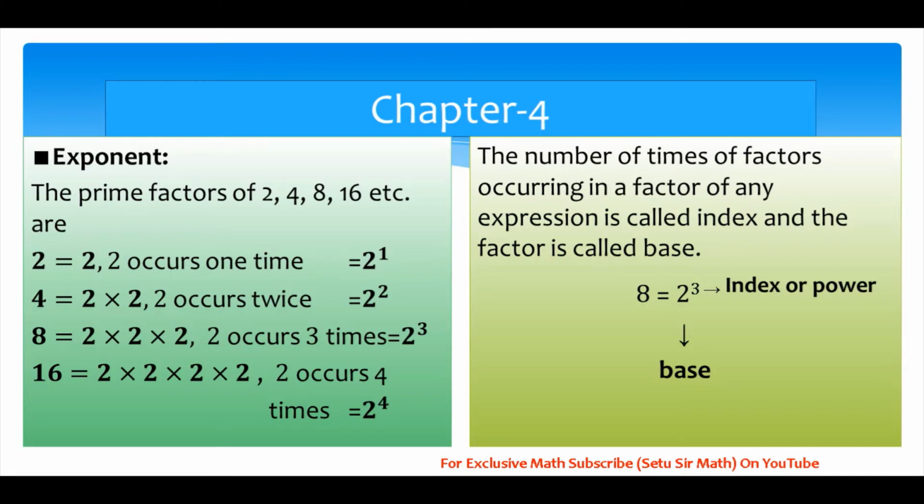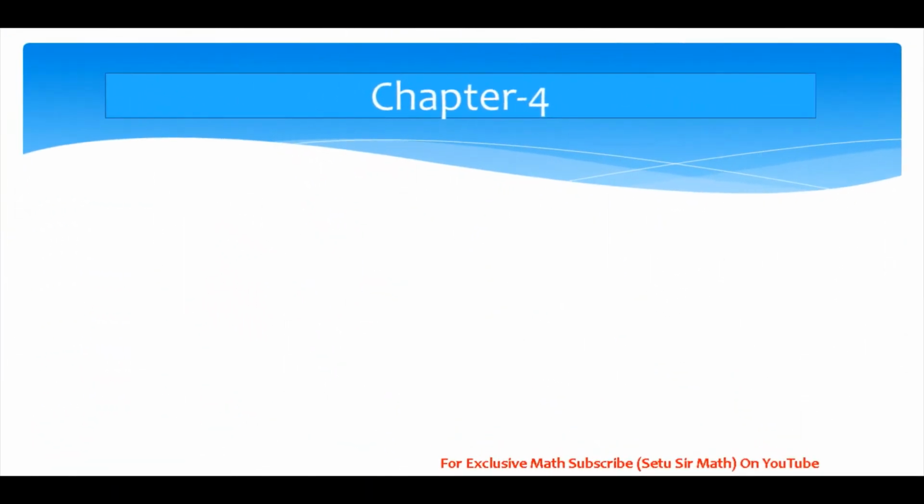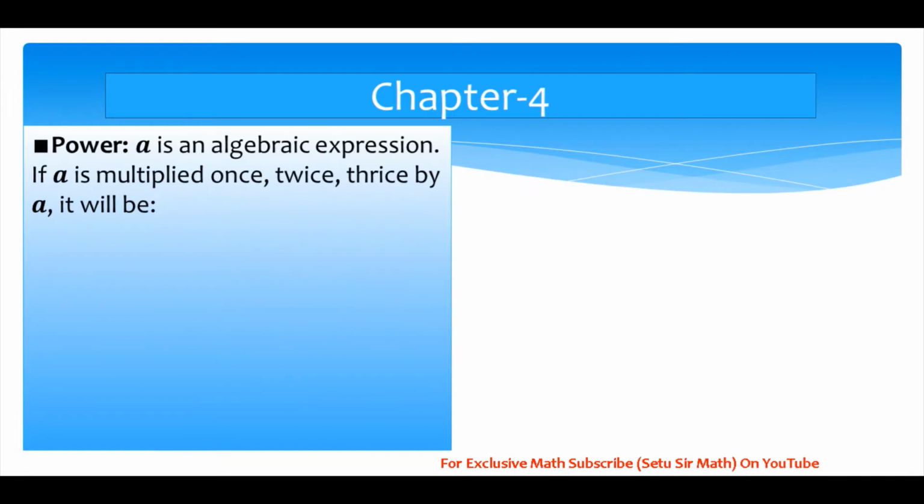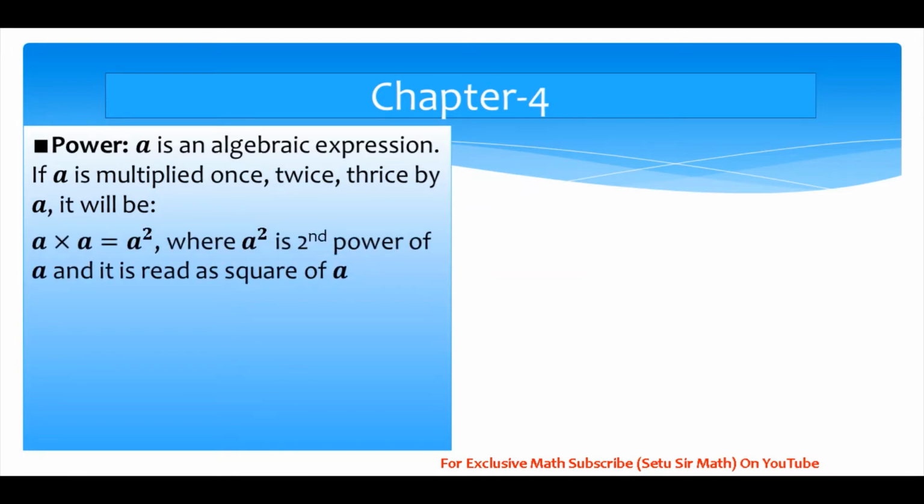So my dear students, power. A is an algebraic expression. If A is multiplied once, twice, thrice by A, it will be like this: A multiplied by A equals to A to the power 2, where A to the power 2 is the second power of A and it is read as a square of A.